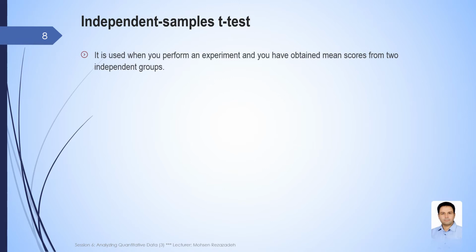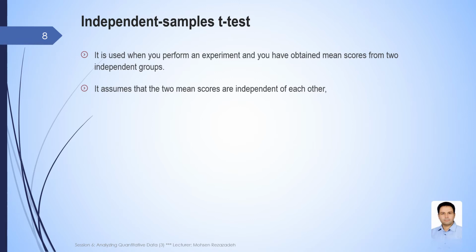You have a post-test for these two groups. So you have two sets of scores for the post-tests, and you have mean scores of all of the students in these two groups. The students in these two groups are different from each other. Here you can use the independent samples t-test. Therefore, it assumes that the two mean scores are independent of each other.